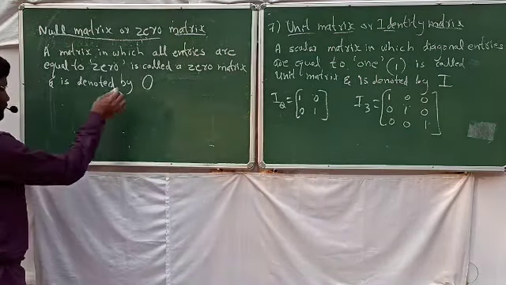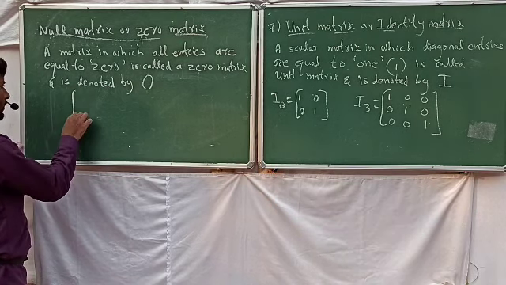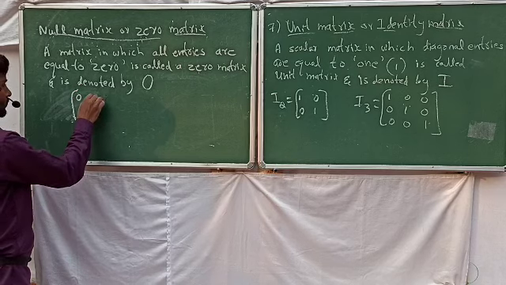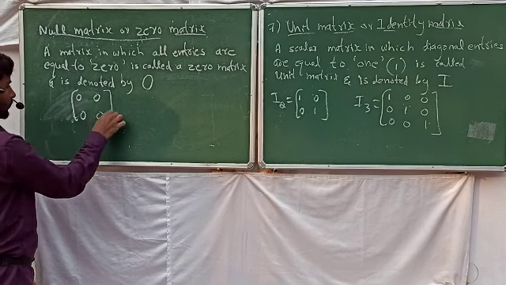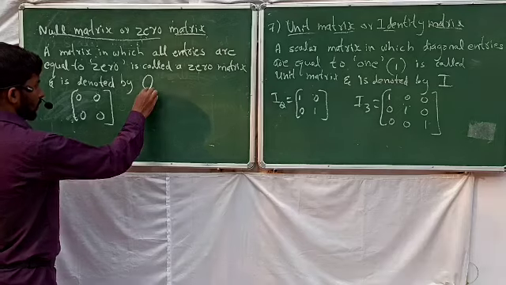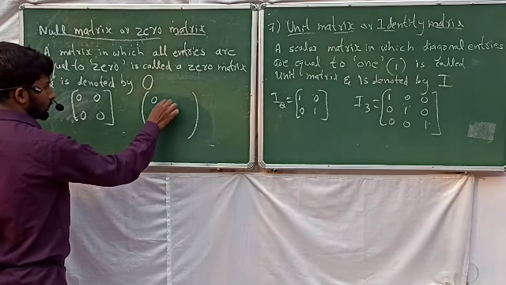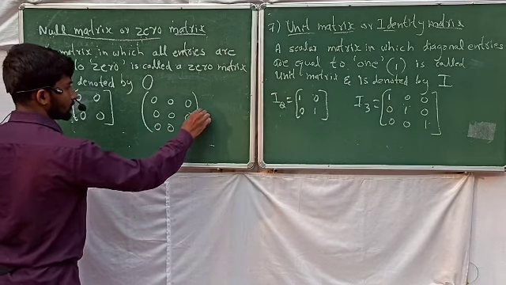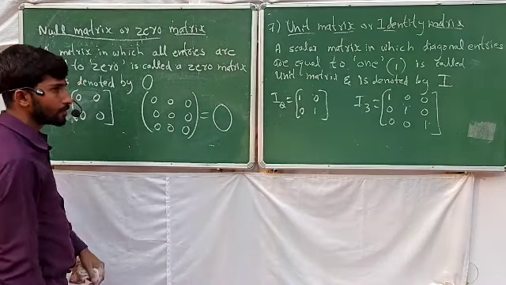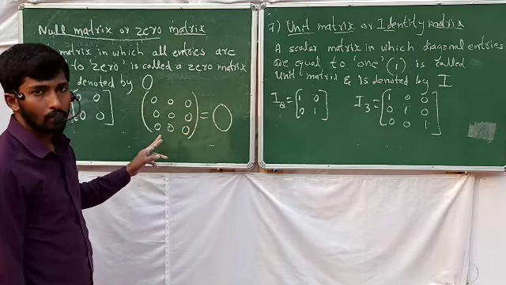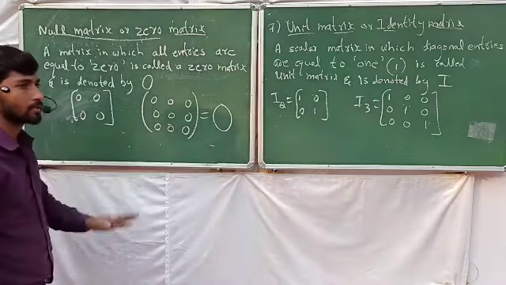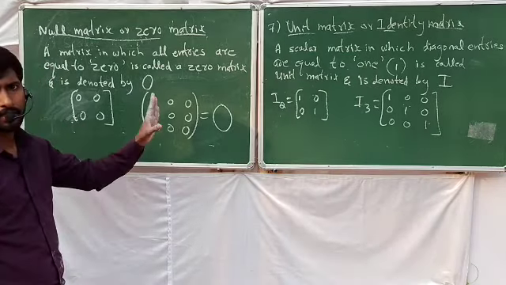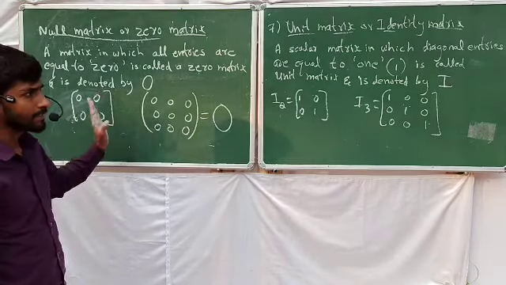For example, I am writing a zero matrix of order 2: 0 0 0 0. It's a zero matrix of order 2. Or you can write a matrix of 0 0 0 0 0 0 0 0 0, or simply write it as equal to 0. Here it is a zero matrix of order 3, here a zero matrix of order 2, likewise. That's the meaning of zero matrix. All entries are equal to 0, we call it a zero matrix.